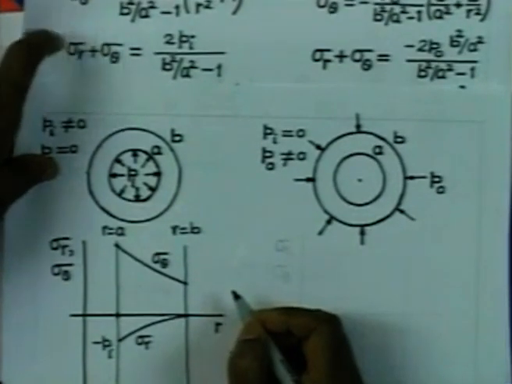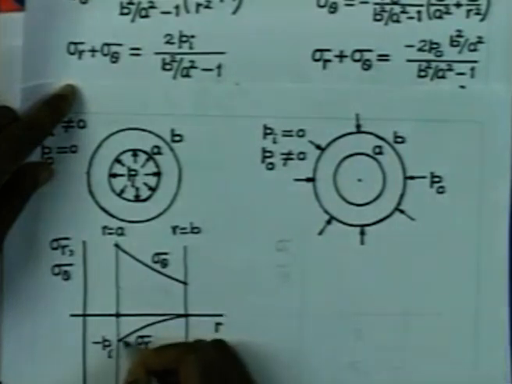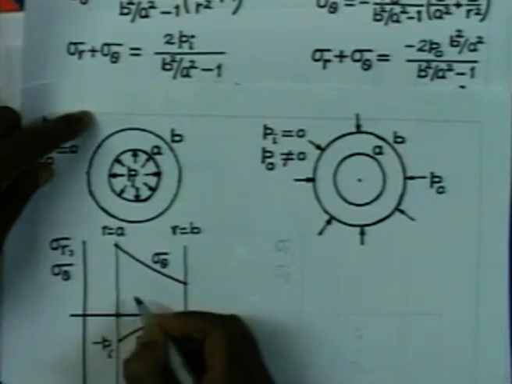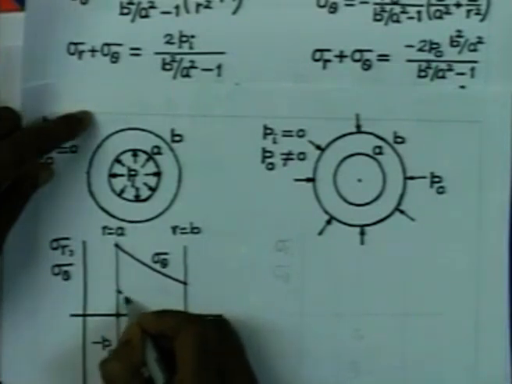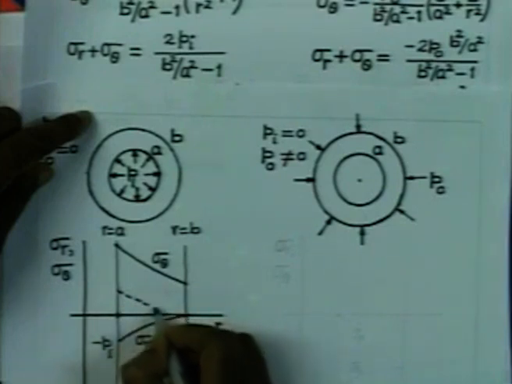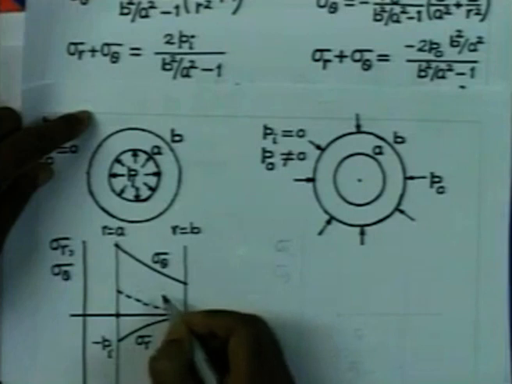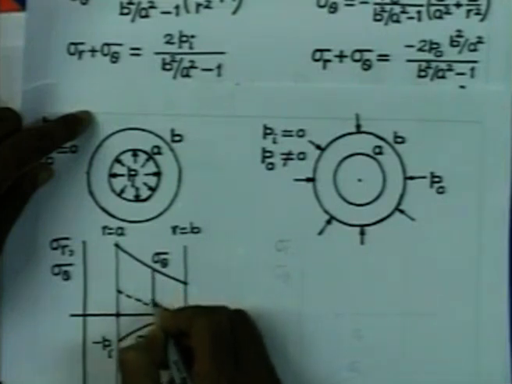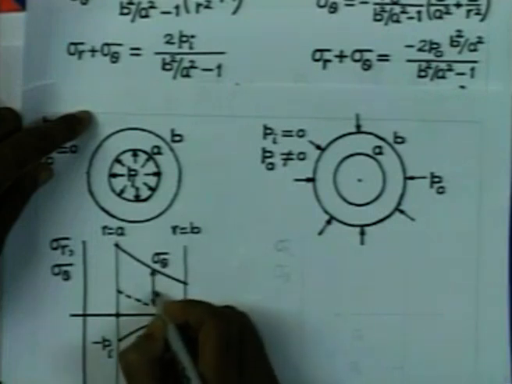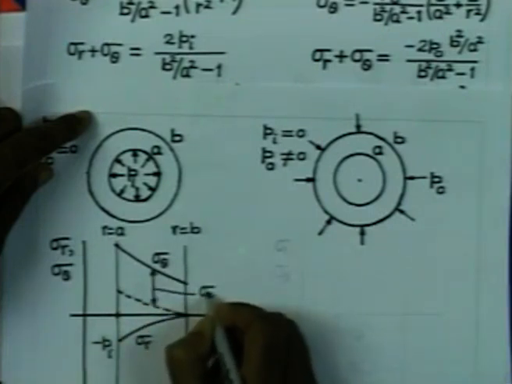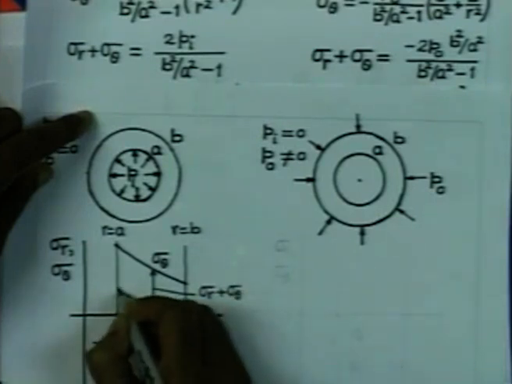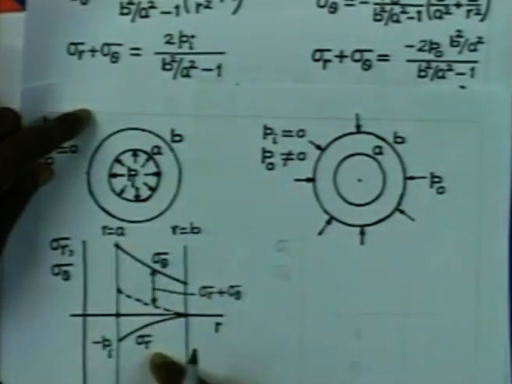Now, what is sigma r plus sigma theta? So, this is the stress sigma r, which is always negative. So, if we take the mirror reflection of this curve, so this is the mirror reflection, and therefore the sum of the two stresses is nothing but this. So, this is the sum of the two stresses, sigma r plus sigma theta, which is constant. So, this is the sum of the two stresses.